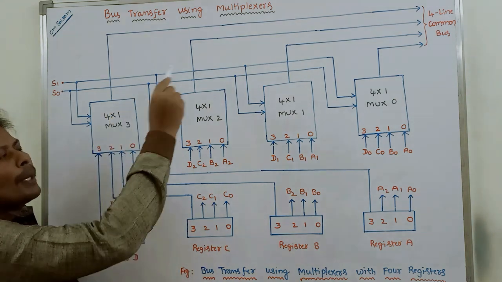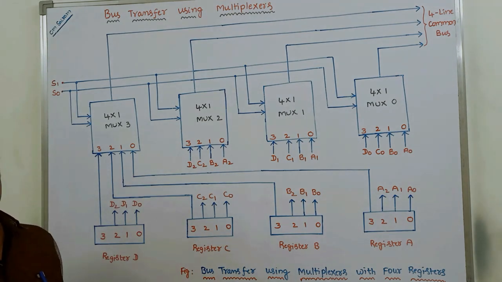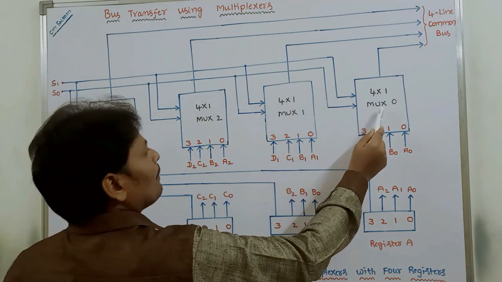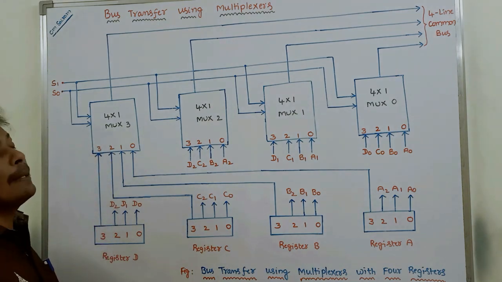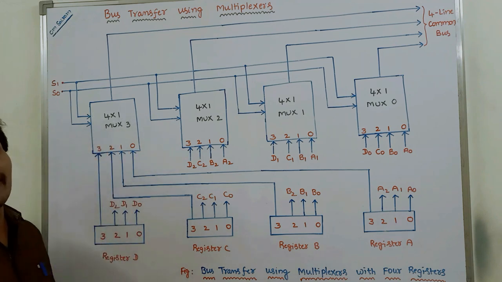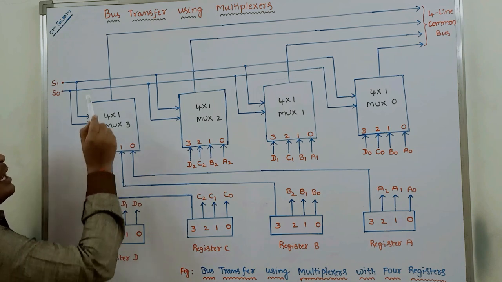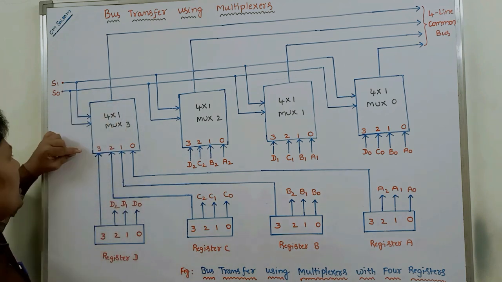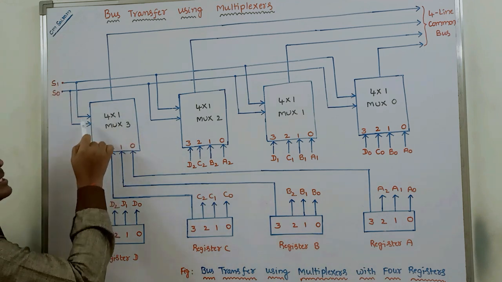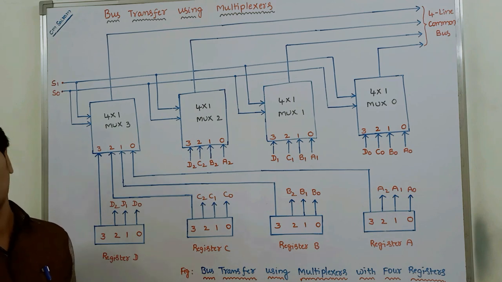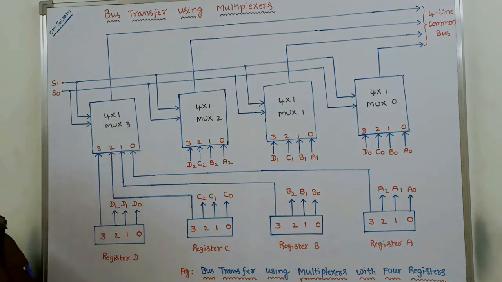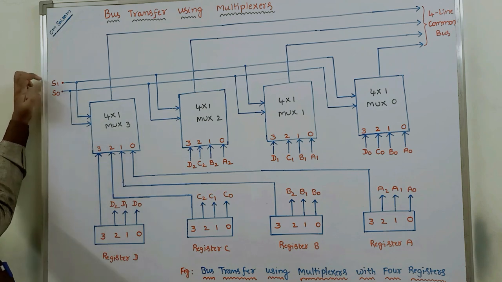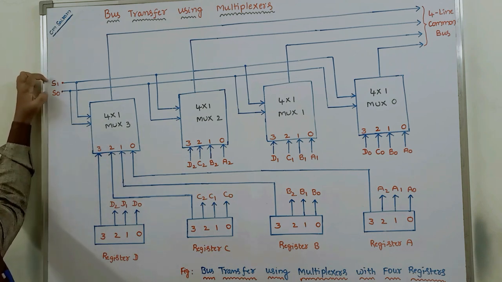Next, this common bus system is also constructed with 4 multiplexers: multiplexer 0, multiplexer 1, multiplexer 2 and multiplexer 3. Each multiplexer size is 4 by 1, which means it can take 4 data inputs and produce only 1 output. Hence, the size of the multiplexers is 4 by 1, and here there are four 4 by 1 multiplexers. Each multiplexer takes 4 data inputs and produces only 1 output. And 2 selection inputs are there, S1 and S0.